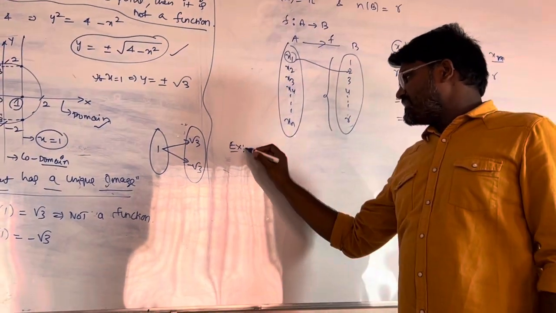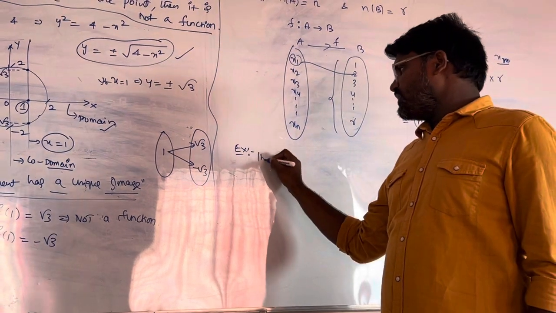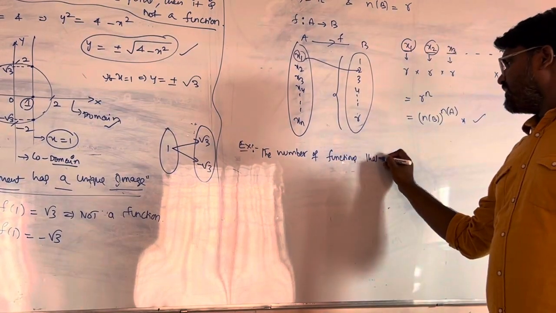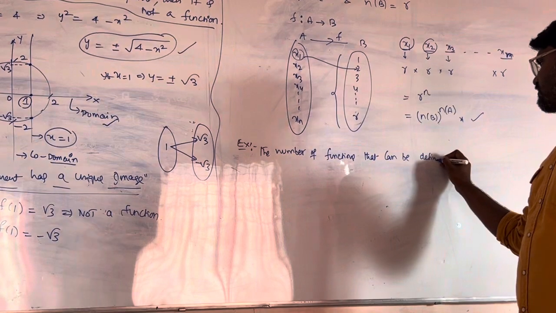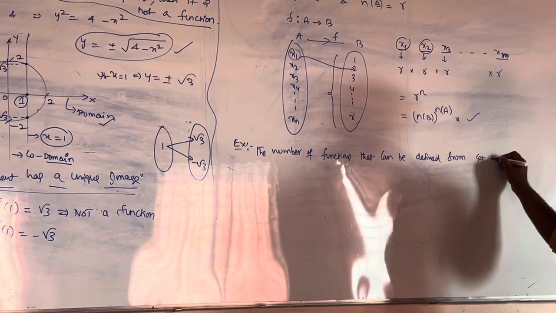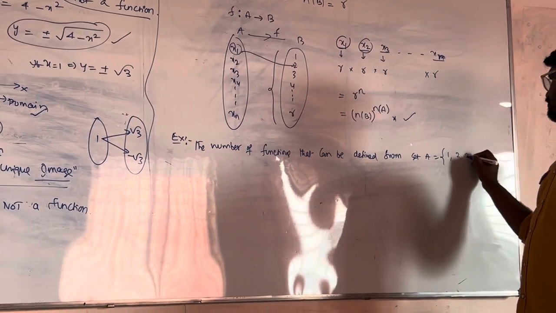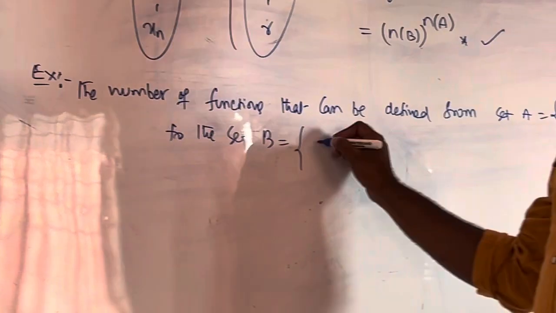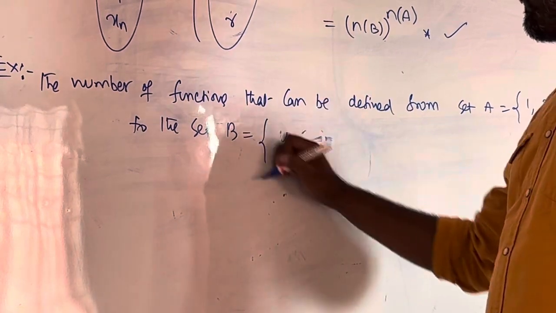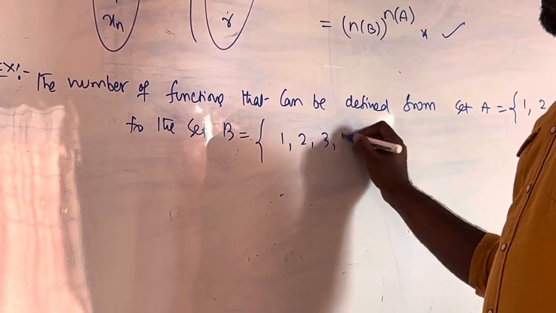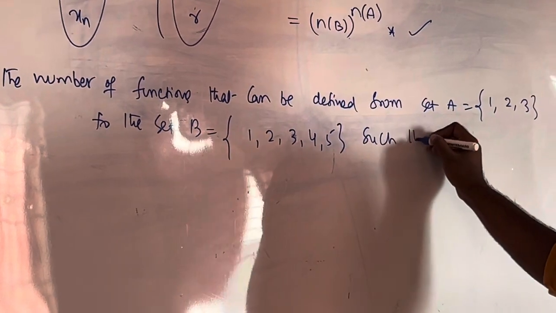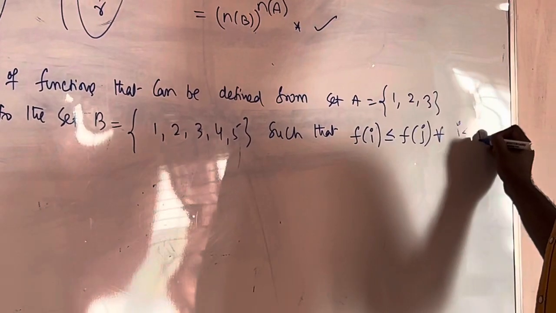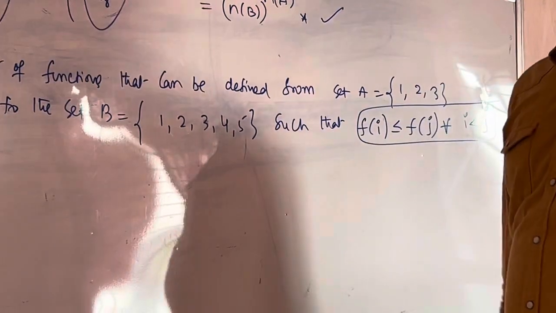Now let's take one example which has some exception in it. If I want to determine the number of functions that can be defined from set A equal to {1, 2, 3} to the set B equal to {1, 2, 3, 4, 5}, but there is a twist here, such that f(i) is less than or equal to f(j) for all i less than j. So this is the important point in this question.